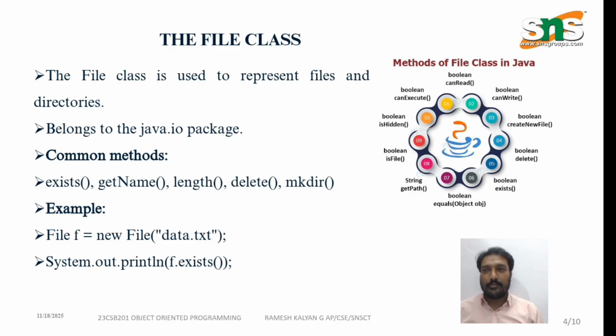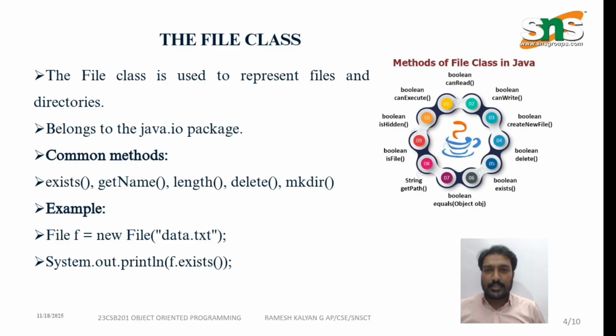So these are some of the methods that are included in the file operations. An example is File f = new File. Here we are creating an object. Then in System.out.println, we are printing the object f.exists(). This gives the particular operations.